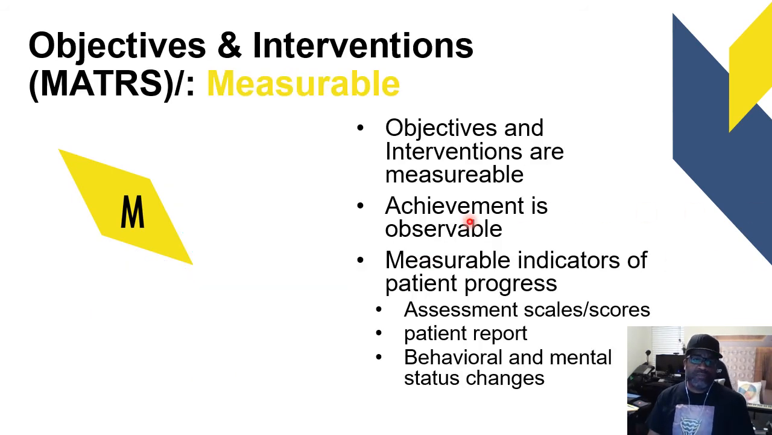Objectives and interventions are measurable. Achievement is observable. Measurable indicators of patient's progress: you can use assessment scales and scores, patient reports or reports from friends, family, coworkers, etc., and behavioral and mental status changes. Remember, these are also called SMART goals, which you likely know more specifically as specific, measurable, attainable, realistic, and time sensitive. But I like to use the word matters.